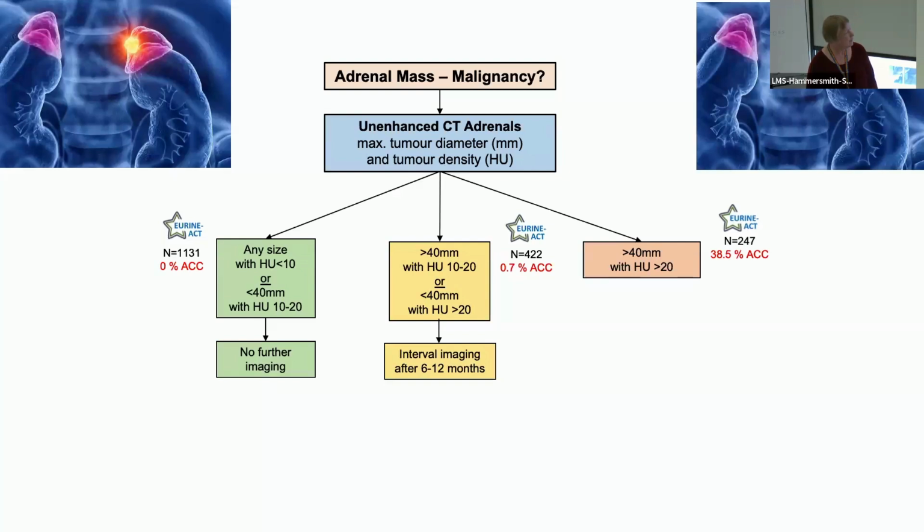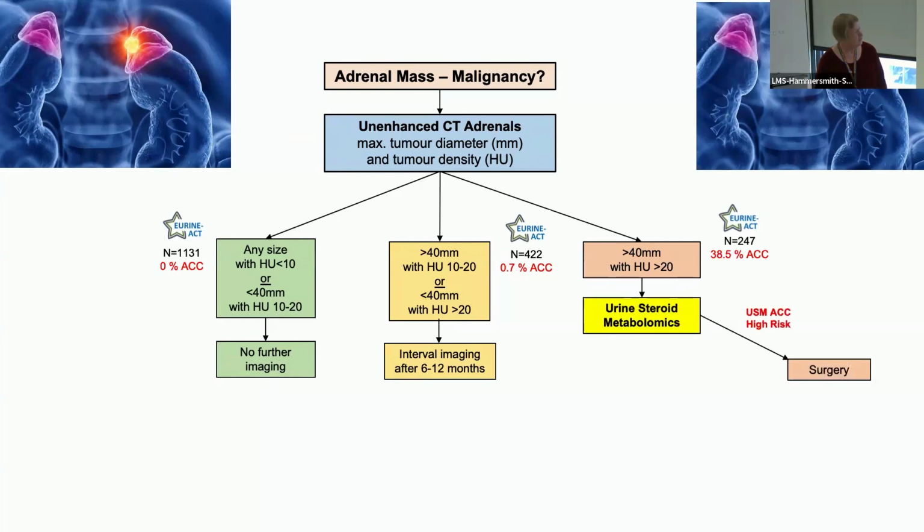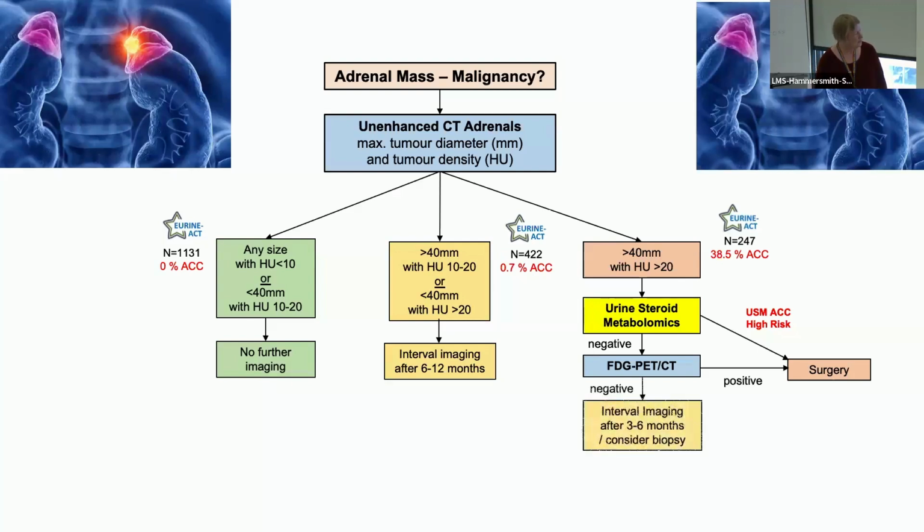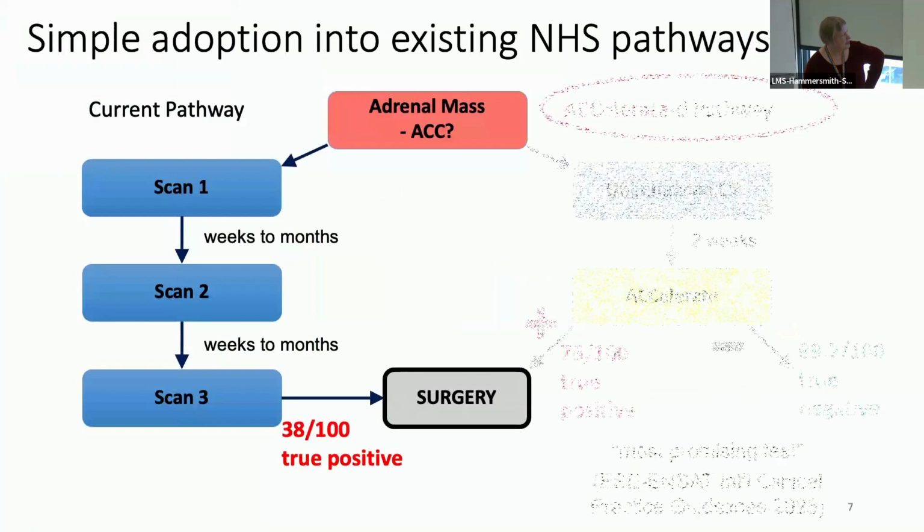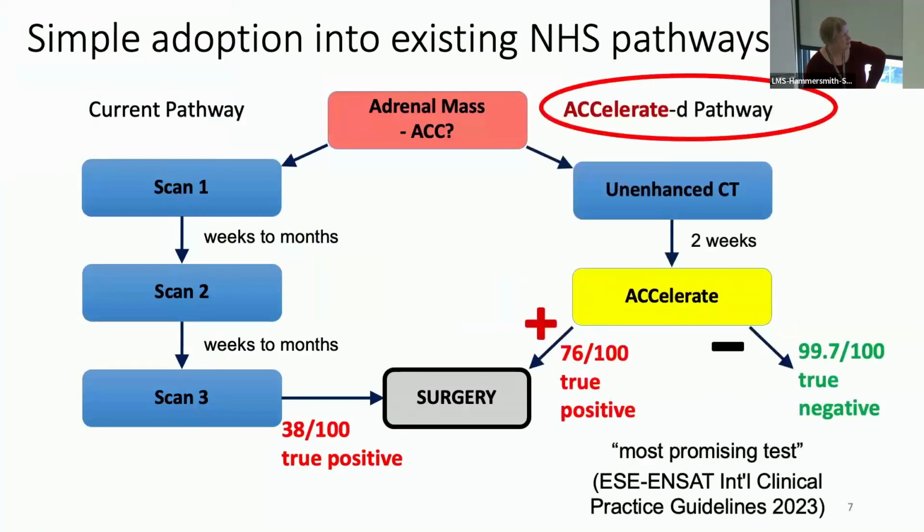And then basically this is a group we are interested in for the urine test, and they should have urine as the first measure. And if the urine is positive, they should go to surgery. And if it's negative, they should have an FDG PET. And if it's positive, they should go to surgery. It will still have lots of false positives, but better than missing one. And if it's negative, people can decide for a biopsy or interval imaging. So that's sort of like the accelerated pathway to diagnosis of ACC.